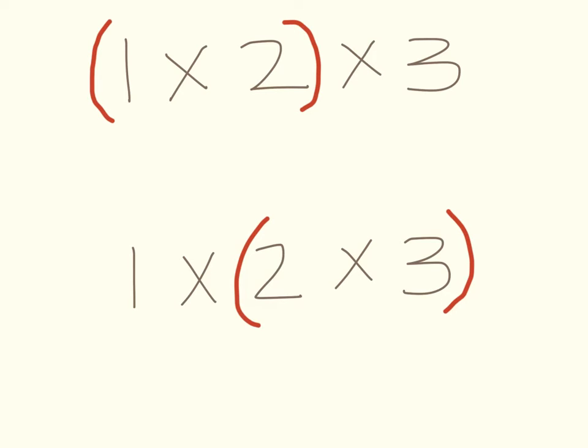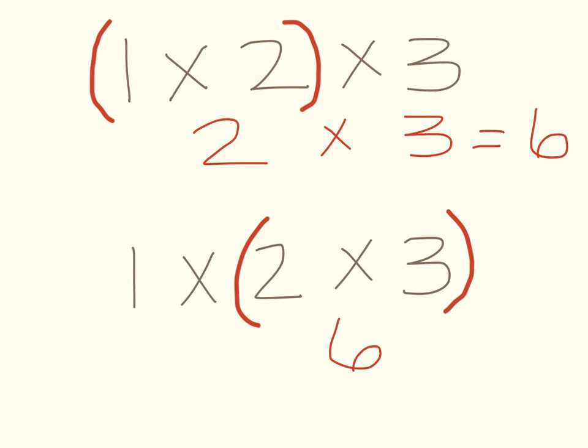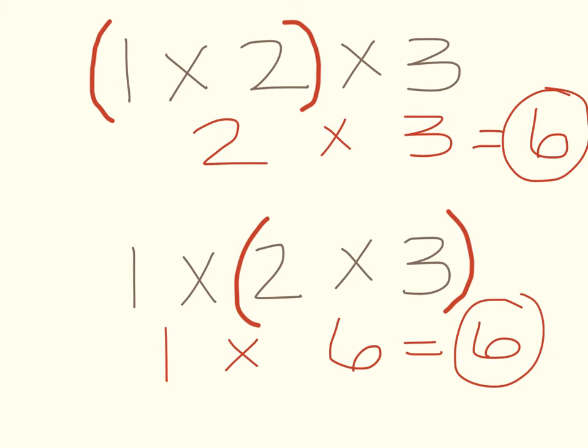Now, if we were to actually go and do the problems, here I would say 1 times 2 equals 2 times 3 equals 6. And here I would say 2 times 3 equals 6 times 1 equals 6. Again, because of the associative property of multiplication, the order doesn't matter. So what you've seen there is the associative property of addition and multiplication.